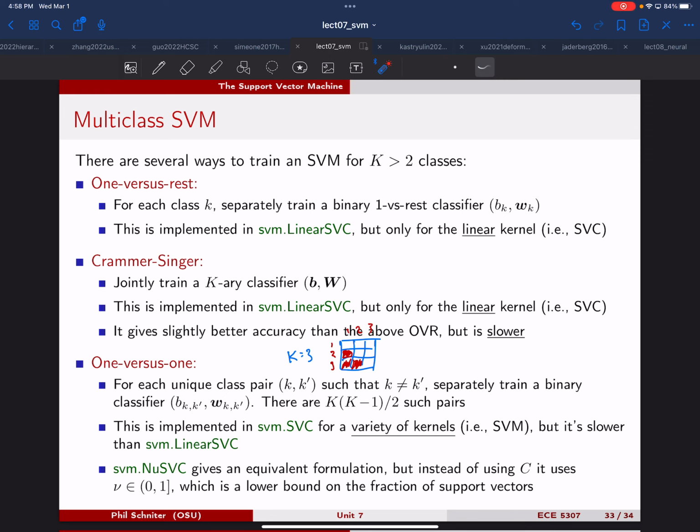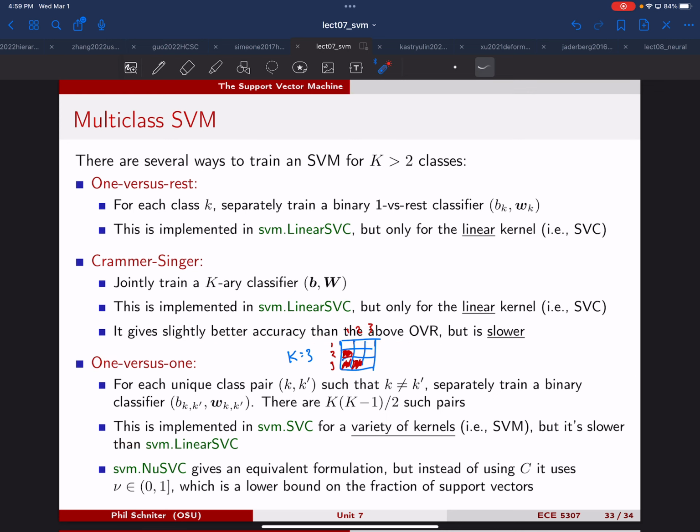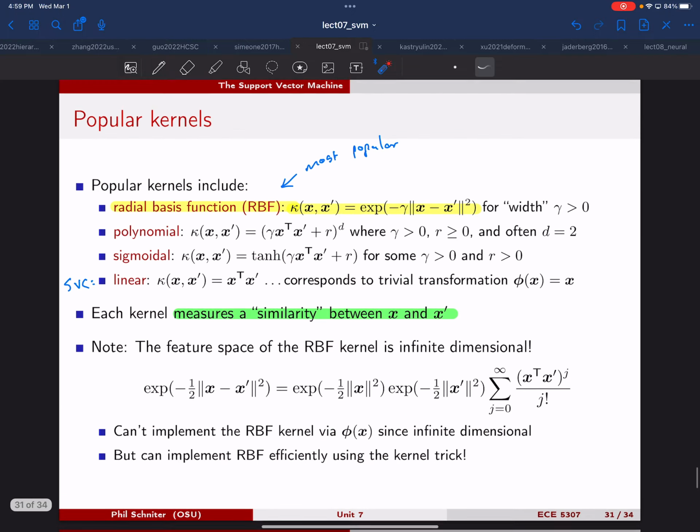All right, any questions so far on this one versus one idea? Yeah. For both, we trained multiple models, and you said there was some way that, when you want to make your prediction eventually, you have a final classification for a point? What does that process look like?